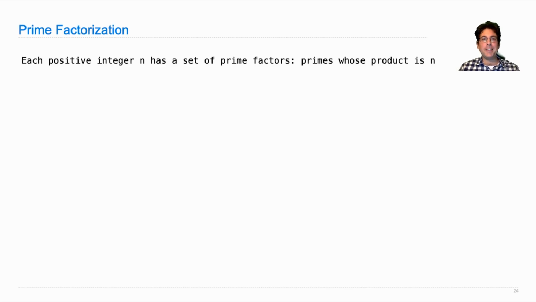1 is kind of a funny case in that it technically doesn't have any prime factors at all, but let's not worry about that so much and focus on numbers bigger than 1, like 8 or 9 or 10 or 11 or 12. So here are their prime factorizations.